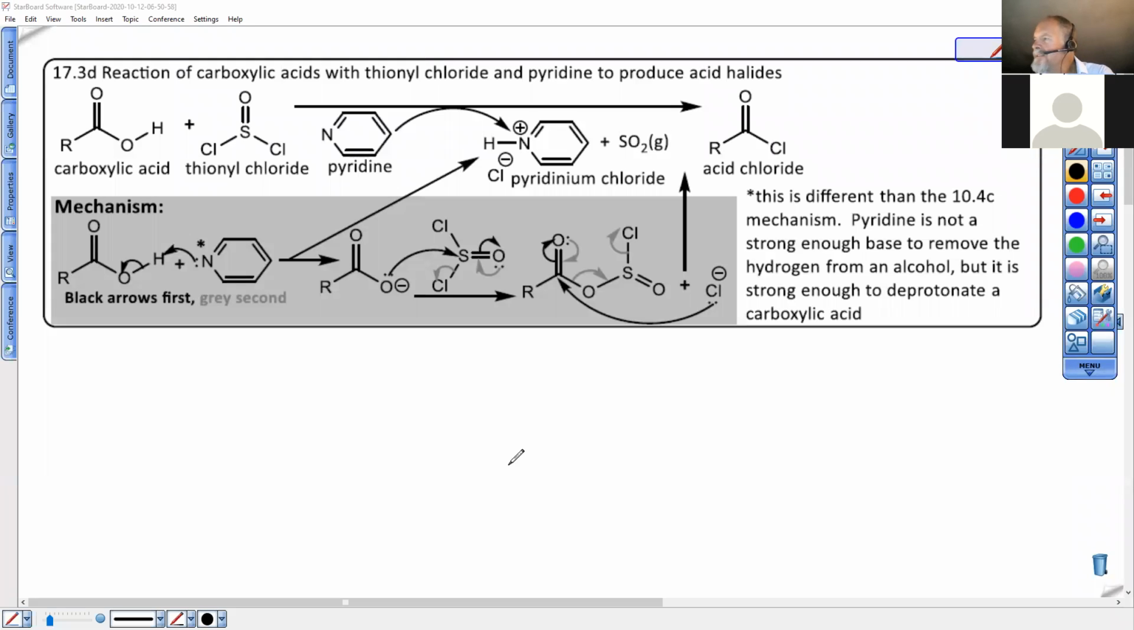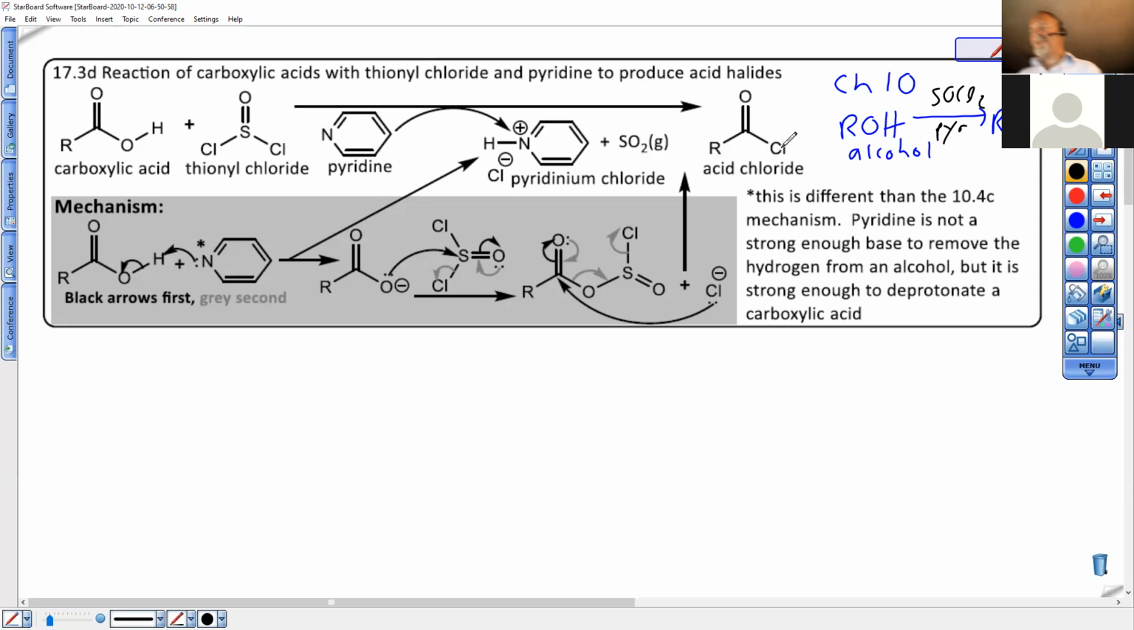Welcome back, everybody. We're going to continue our discussion of carboxylic acids with a reaction we've seen something very similar to before. Thionyl chloride. In chapter 10, we saw thionyl chloride react with an alcohol, SOCl2 and pyridine, and the alcohol got converted to an alkyl chloride. The same result is observed here with the hydroxyl being replaced by a chloride.